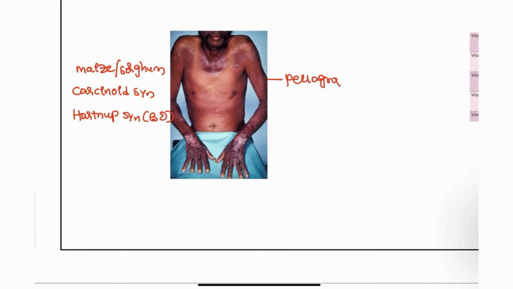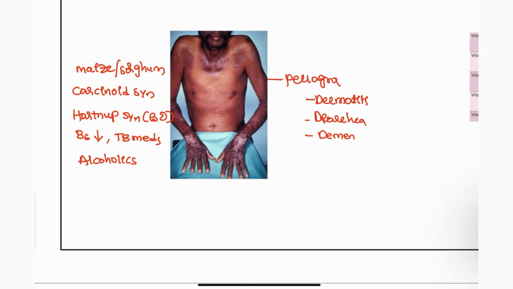This condition can also be seen with the pellagra-like symptoms. Those who have decreased B6, those who are taking TB medications, and severe alcoholics will see this condition. Pellagra is associated with dermatitis, and if left untreated, it presents with diarrhea and dementia, and that can result in death also.